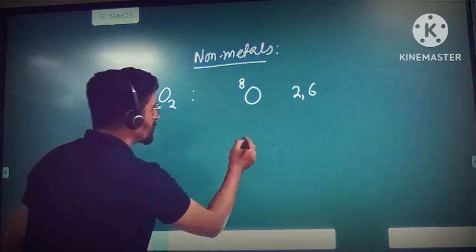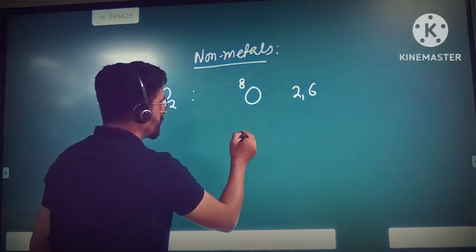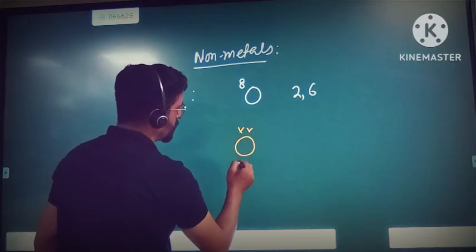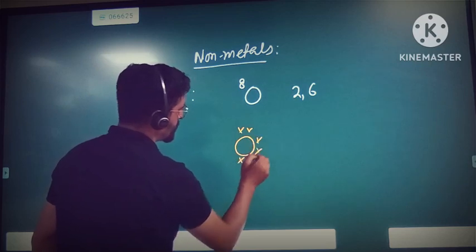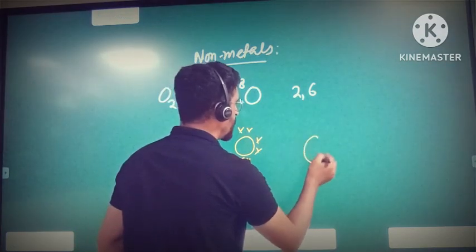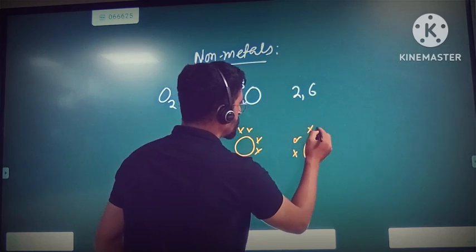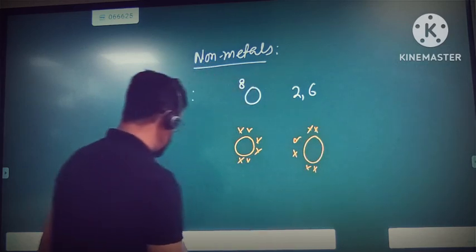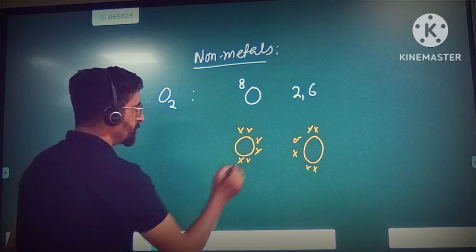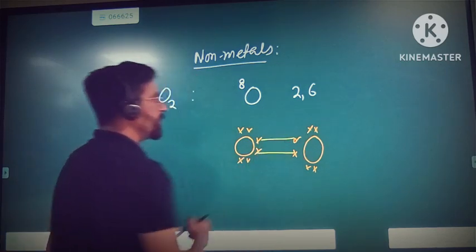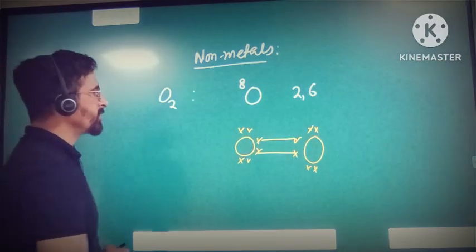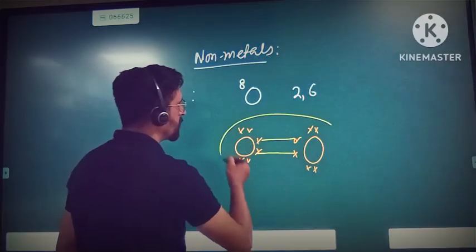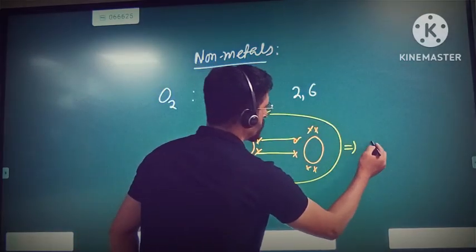Let us draw its Lewis dot structure. So it has 6 electrons in its outermost shell, and we have here another oxygen atom. It's also having 6 electrons in its outermost shell. Now, to complete the octet, they will be forming a double bond between each other. So we will be getting this O2 molecule.